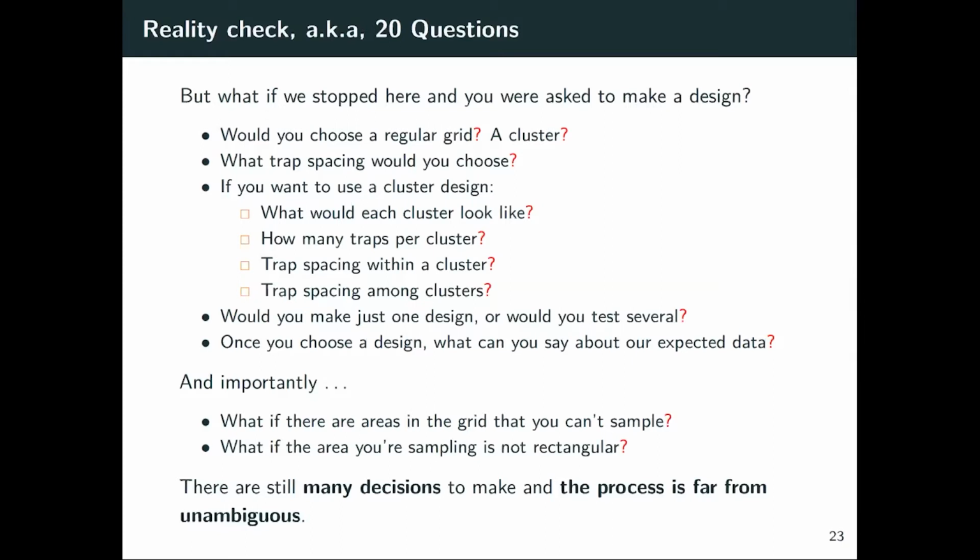And importantly, two really key points here are, what if there are areas in the grid that you can't sample? So within your trapping grid, what if you can't sample some of those areas due to any sort of logistical constraint? That could be private property or altitude or just slope or anything like that, areas that are hard to get to or impossible to get to. And the other one is, what if the area you're sampling is not rectangular? So again, we can use cluster designs and grid designs, but oftentimes our study area isn't a grid shape or rectangular in any way. So how can we sort of optimize our design to these more biologically relevant areas?